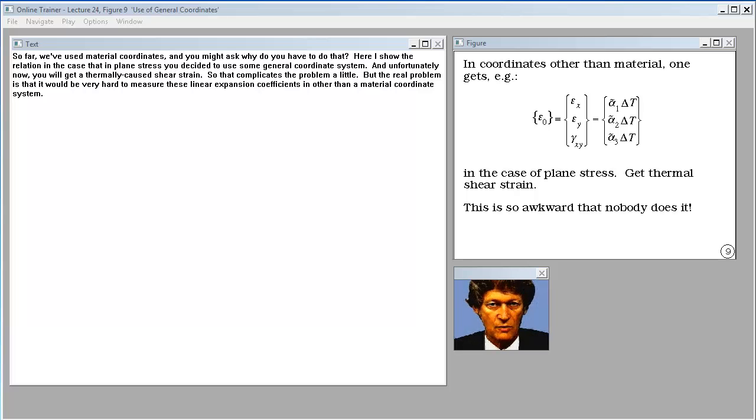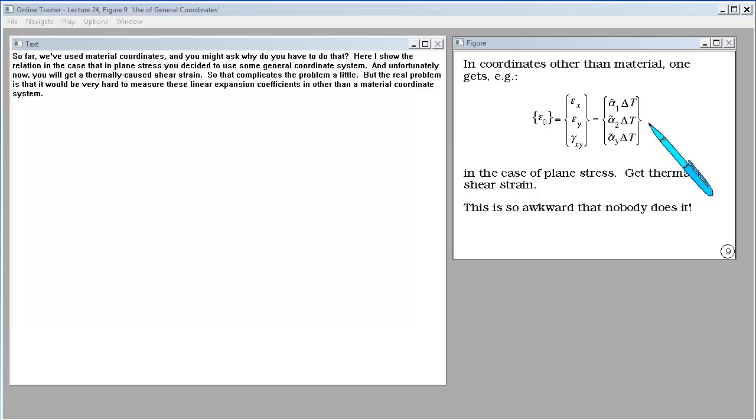So far we've used material coordinates, and you might ask, why do you have to do that? Here I show the relation in the case that in plane stress you decided to use some general coordinate system. And unfortunately now, you will get a thermally caused shear strain. So that complicates the problem a little. But the real problem is that it would be very hard to measure these linear expansion coefficients in other than a material coordinate system.